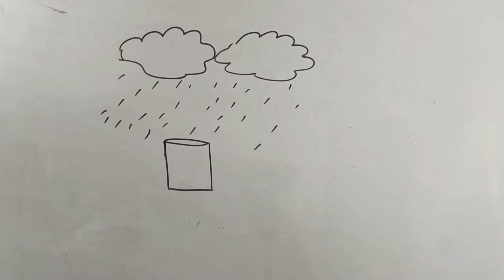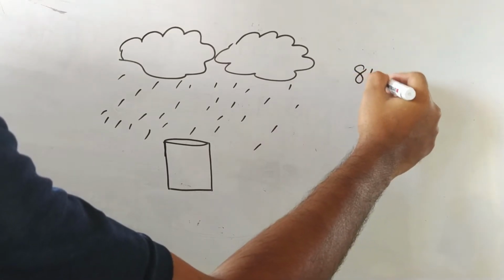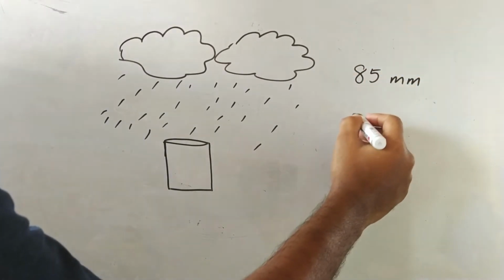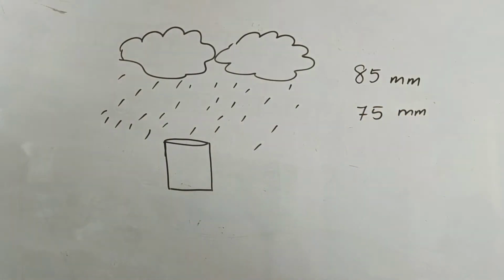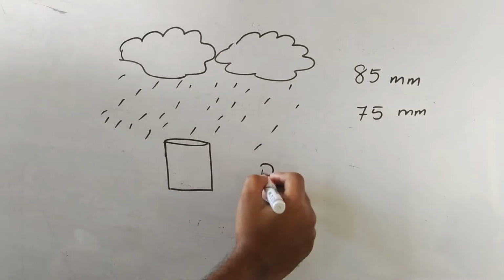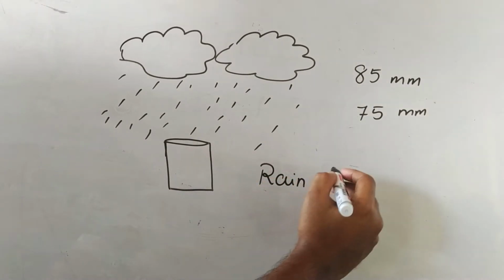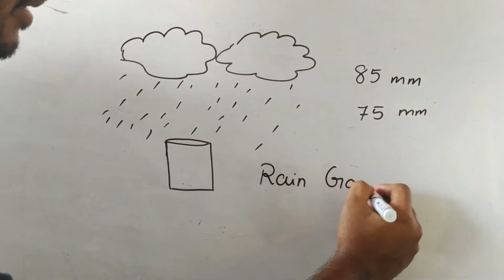When I was a kid, I used to watch these weather reports that used to come on TV, and that person used to tell that Mumbai got 85 millimeter rain, or let's say Chennai got 75 millimeter rain. And I was always wondering, how are they measuring rain using this millimeter? And then later I came to know that they use this instrument or this tool called rain gauge.